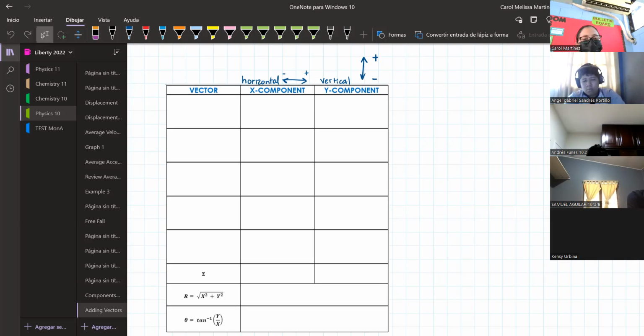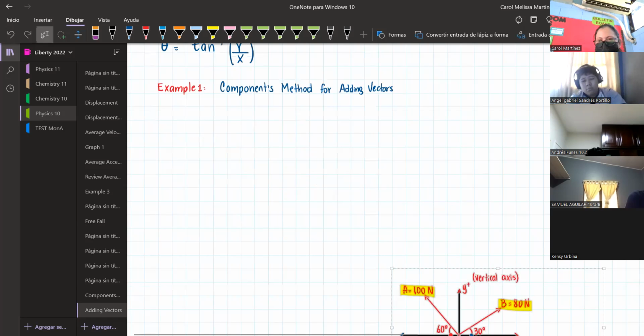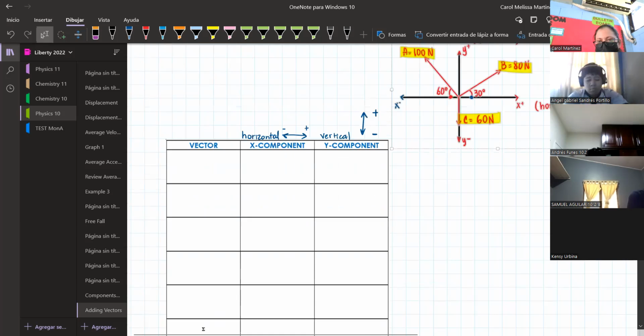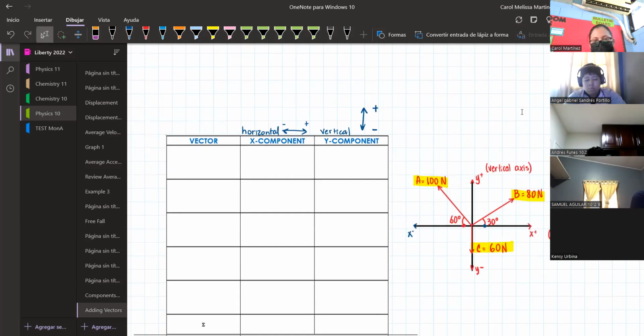So the first thing that you need to do is build a table. And we're going to be very organized with this procedure. So I want you to pay attention because we have three vectors. I'm going to put this here next to the table so we can see all the procedure.